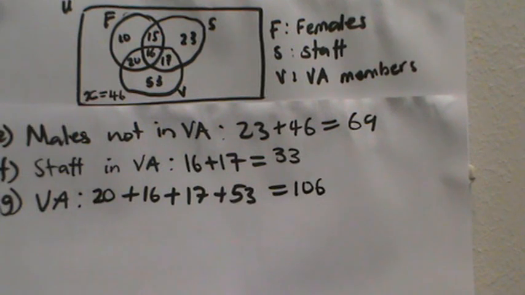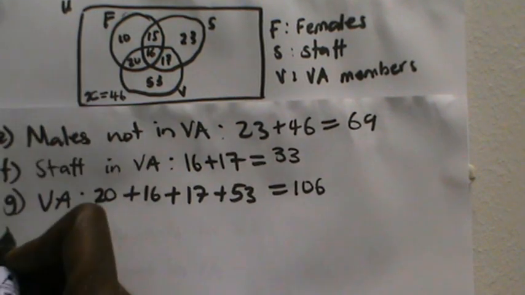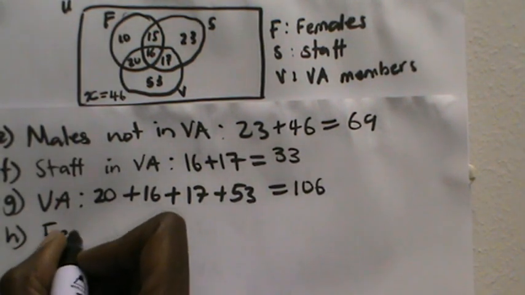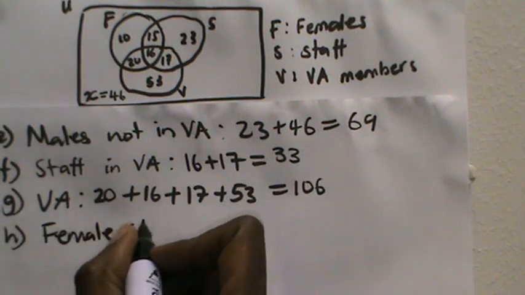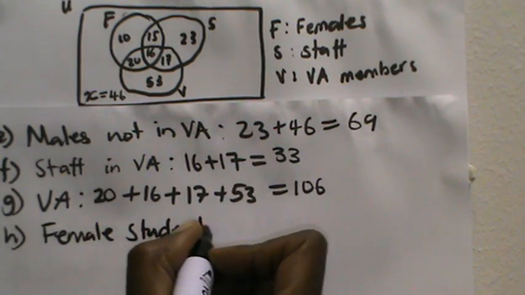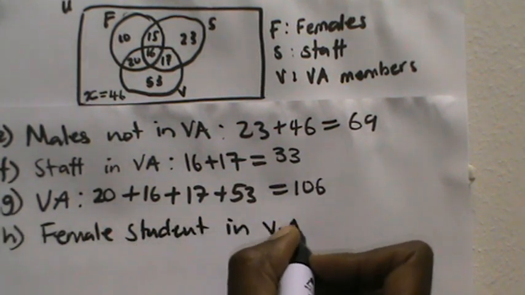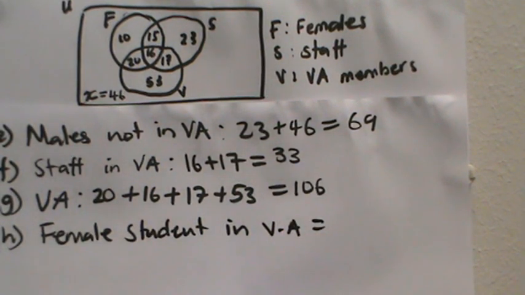So that is quite a lot. So more than half the people that they interviewed that day were part of Virgin Active. So Virgin Active is doing well at NUST. That's good. Okay. Next one, how many female students are part of Virgin Active? So here we want female students in Virgin Active.